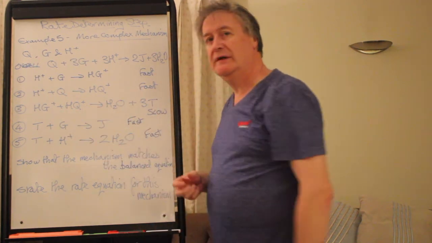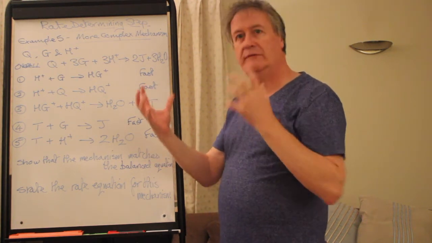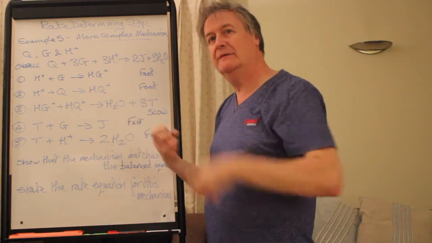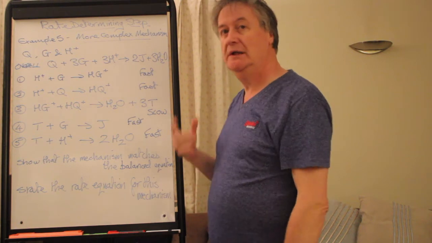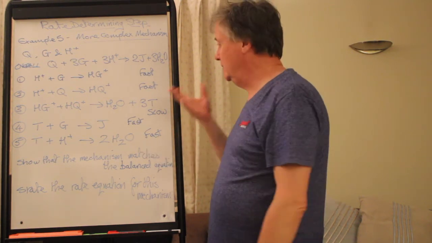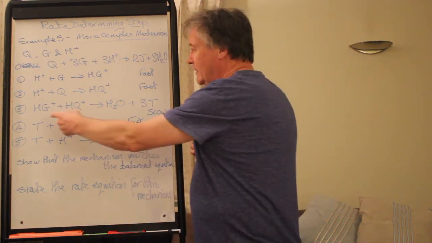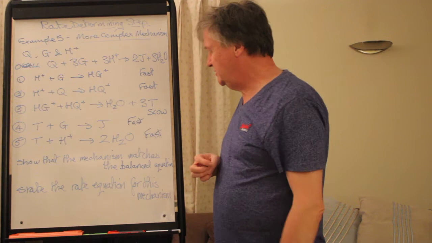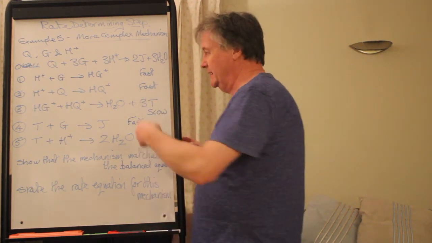Because two positive things, HG plus and HQ plus, are going to repel from each other. They're going to be like, I don't want to go together. So the chances of them colliding with enough energy to overcome the repulsion is less likely. That'll make it the slow step, won't it? So here is the slow step, and it produces this H2O and three T's, whatever T's are. Obviously not very complicated, I would imagine.